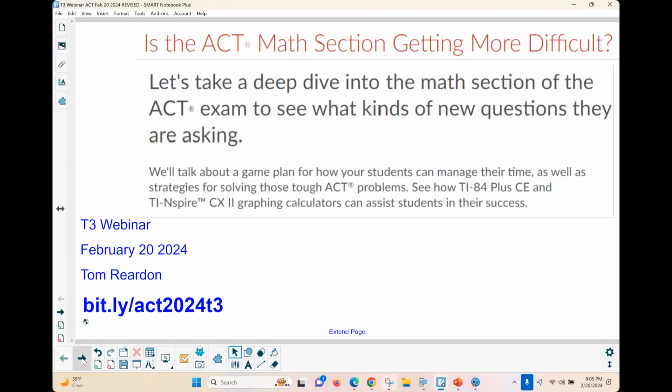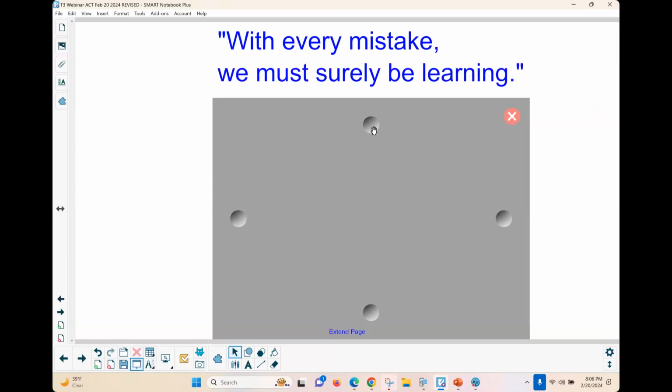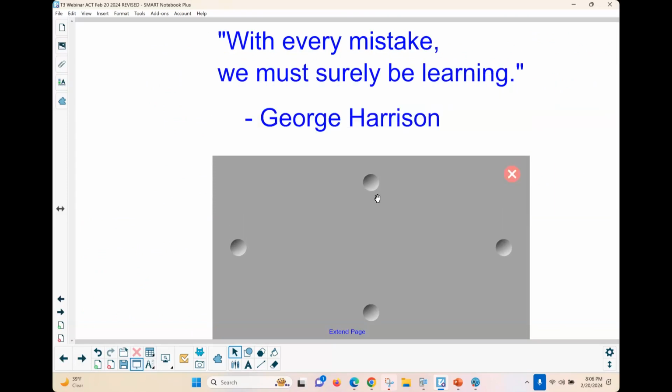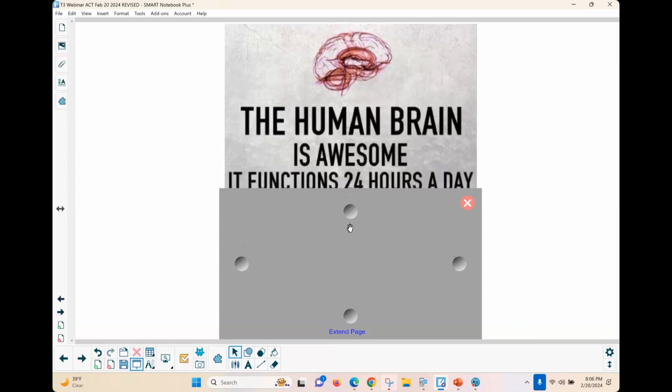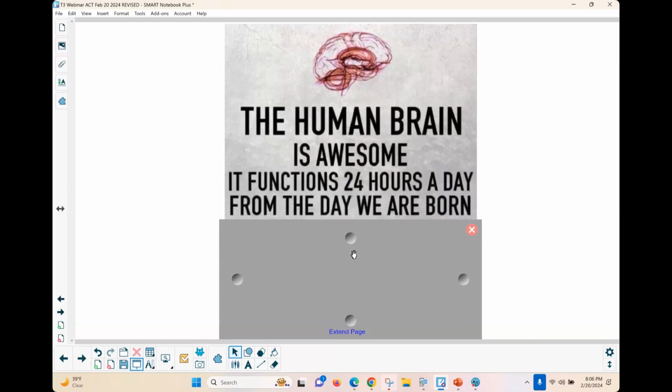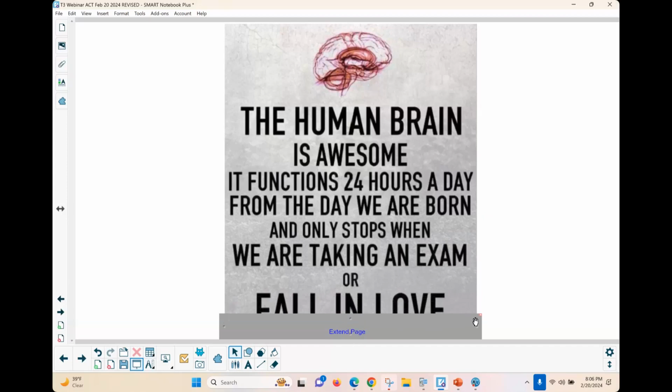All right, so I like to start off with a quote wherever I am, and so this is the one I picked today. With every mistake, we must surely be learning, and many of you might know who that is. It's a Beatle. And this one I've used before, but I still like it. The human brain is awesome. It functions 24 hours a day from the day we are born and only stops when we are taking an exam or fall in love. So I thought that was a good one. Hopefully you like that one too.